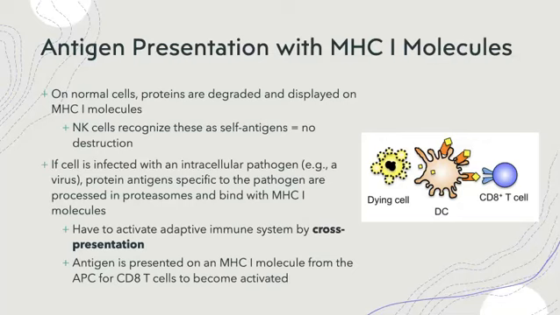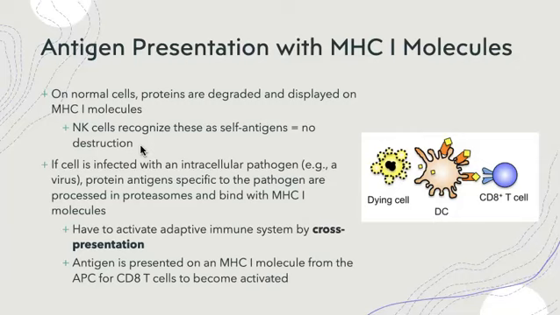Now, what about all of our other nucleated cells that only have MHC class 1 molecules? Well, when we have a normal cell that is healthy, we are going to constantly be degrading proteins. And what we'll do is we'll take that protein and display it on the MHC class 1 molecule. And as our immune cells, such as our NK cells, come around and check our body cells, it'll recognize our self-antigen and there will be no destruction that takes place.